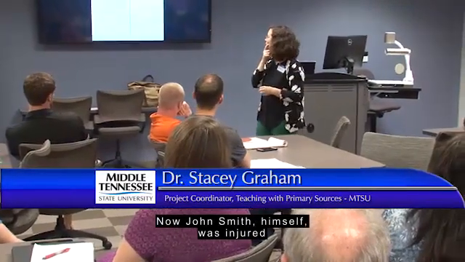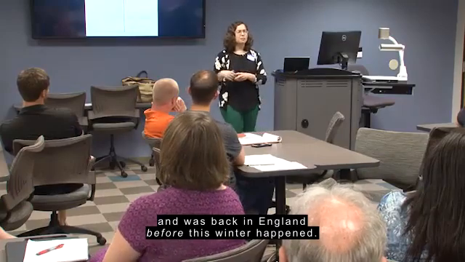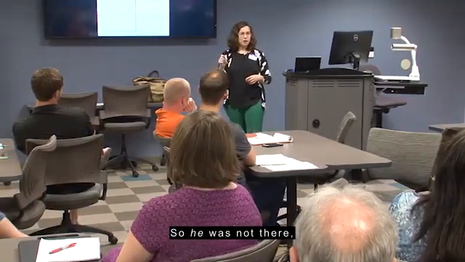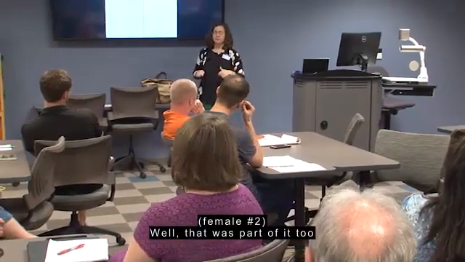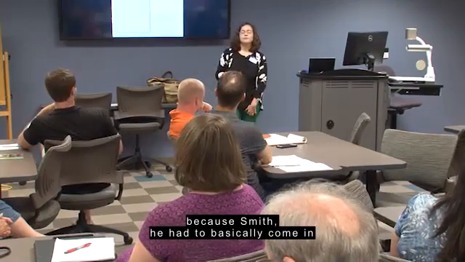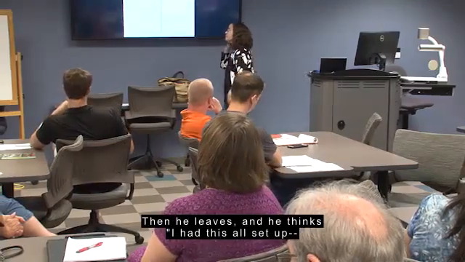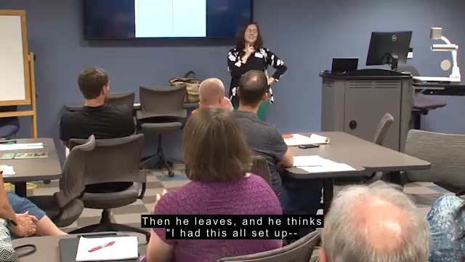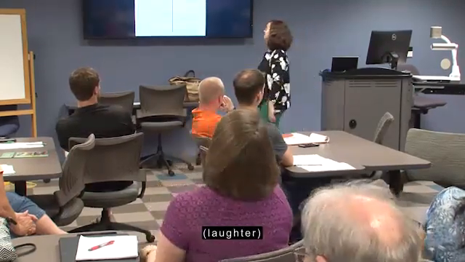Now, John Smith himself had gotten injured, and he was actually back in England before this particular winter happened. So he himself was not there. But he knew all the people who were there. Well, that might be part of it too, because Smith basically had to come in and rule the colony with martial law. And then he leaves, and I think he kind of thought to himself, I had this all set up. I leave, and they just start eating each other willy-nilly.